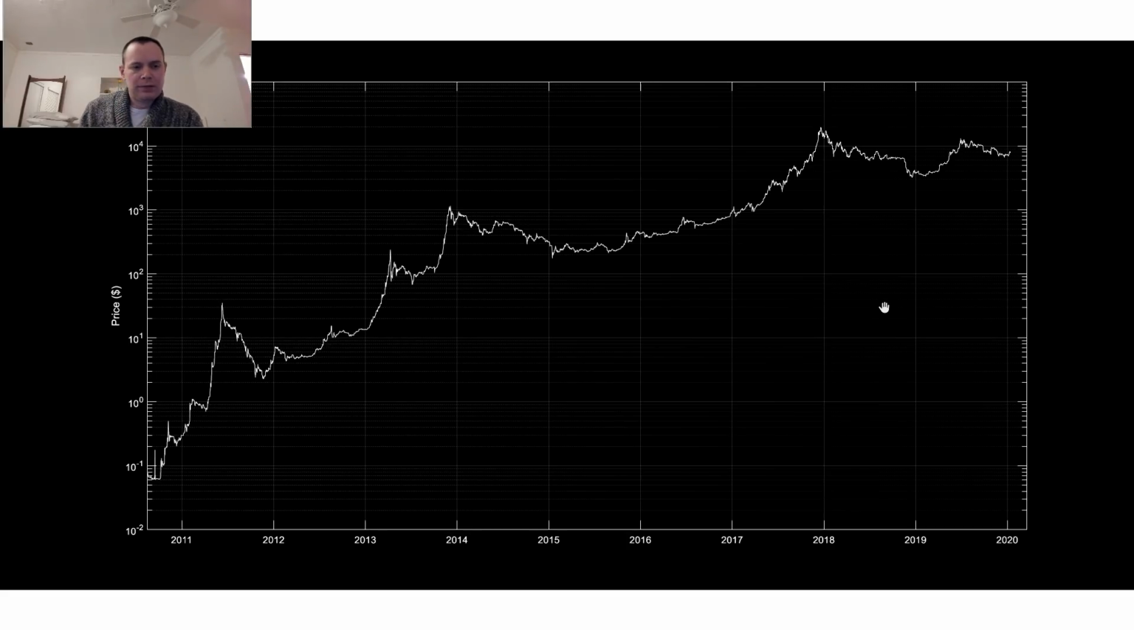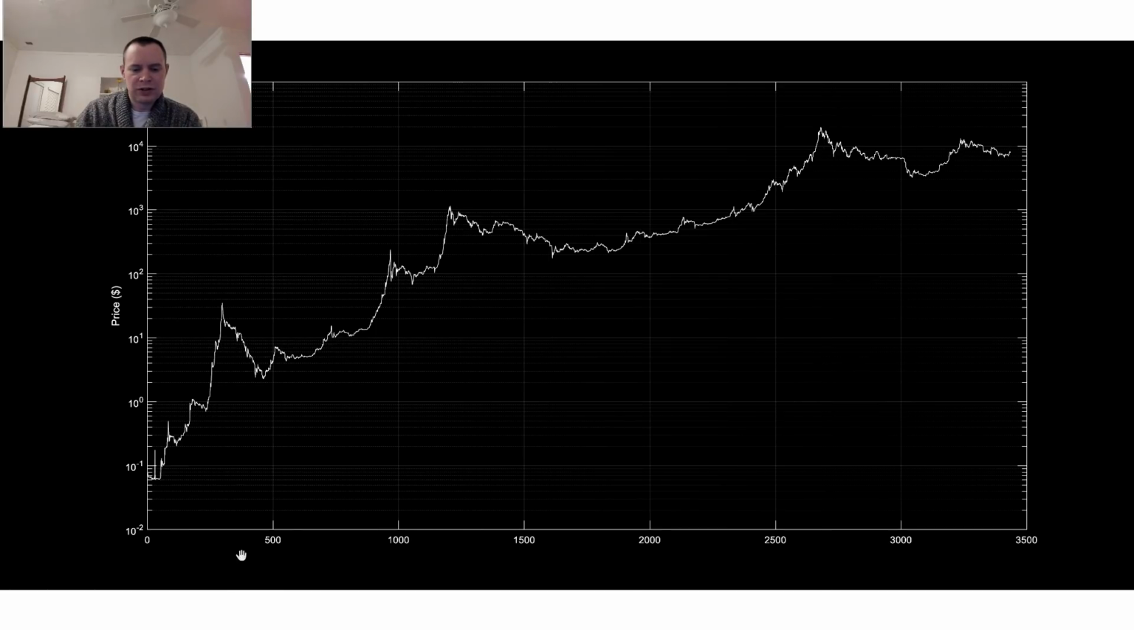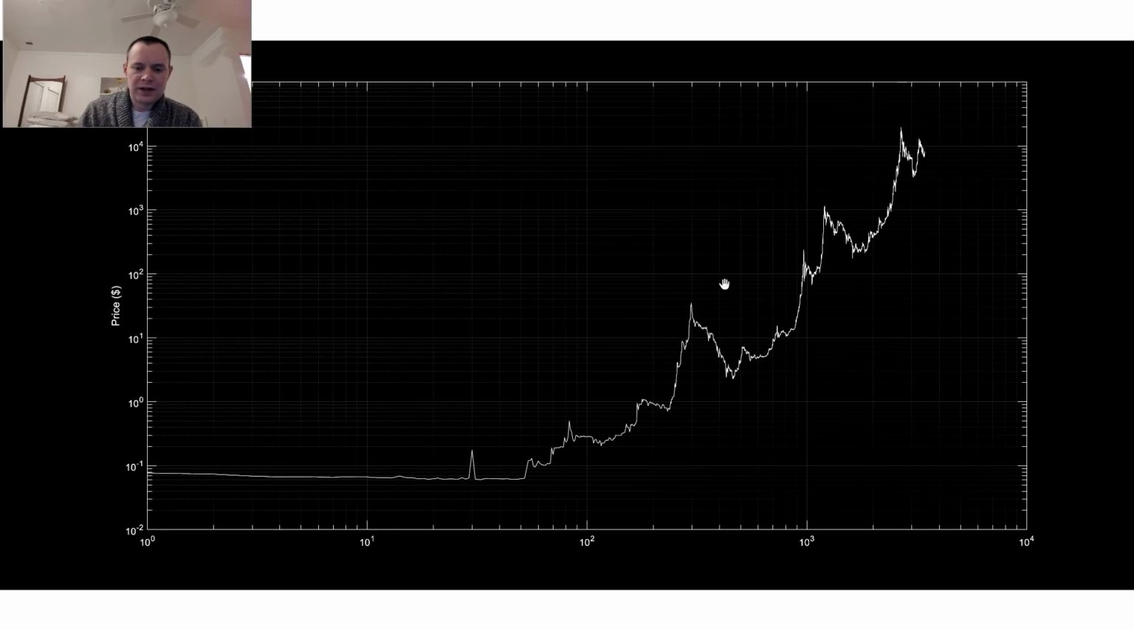So this first chart just shows the price of Bitcoin on a log scale versus time on a linear scale. And what we're going to do is first convert this to just days. So you can see that this is just the number of days since we started over here. And then we're going to take the log of that. Or we're not going to take the log of it, we're just going to plot it on a logarithmic scale.